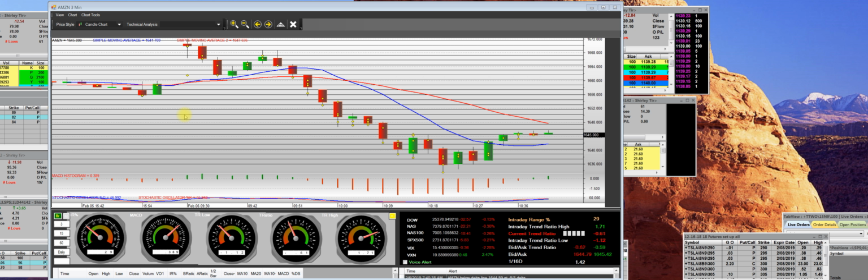I have covered the 1660, the 1670, and Amazon has a trading range of $38 this morning. 1672 was a high. They dropped it to 1633. We have a negative money flow of $148 million.